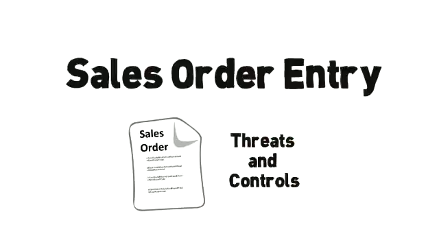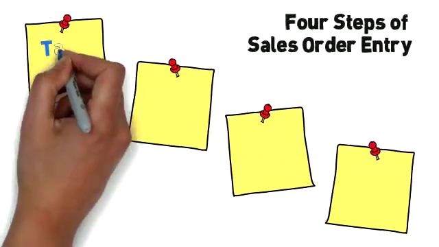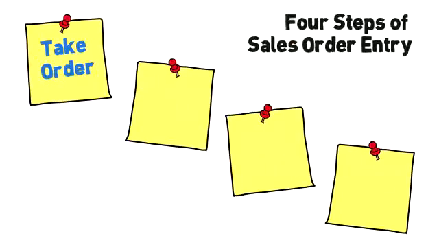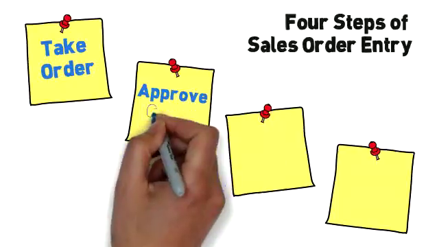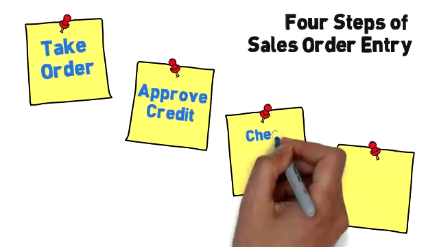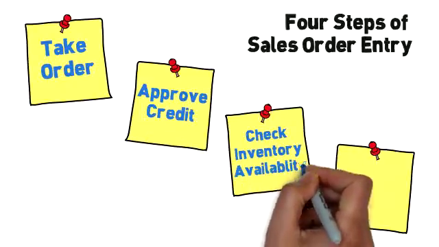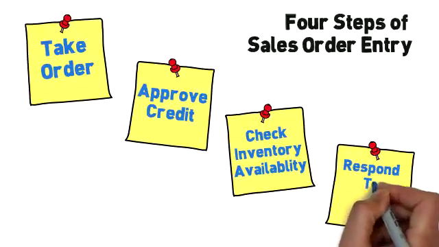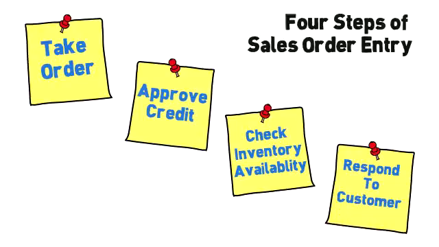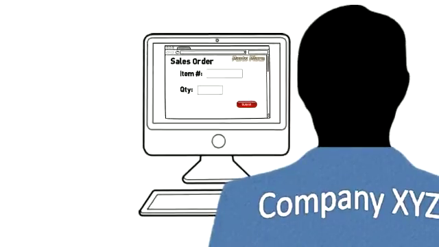So there are 4 steps to sales order entry. First, take the customer's order. Then, approve the customer's credit. Then, check inventory availability. And finally, respond to the customer. We're going to go through each of these 4 steps in the following example.